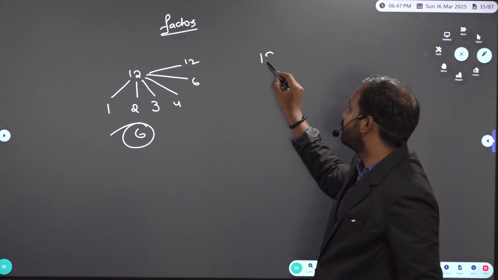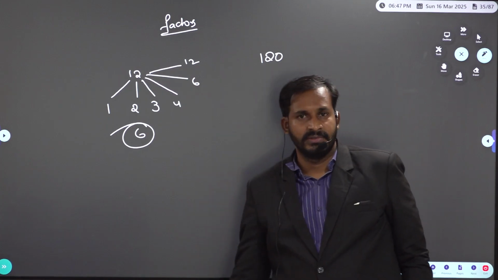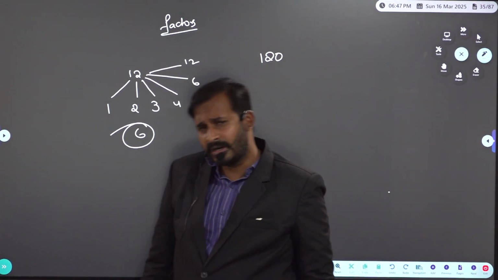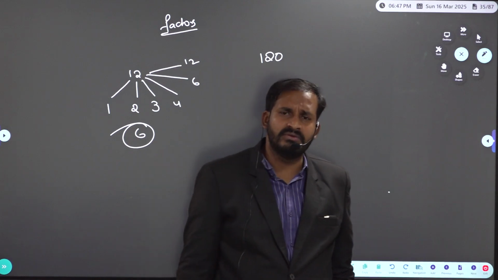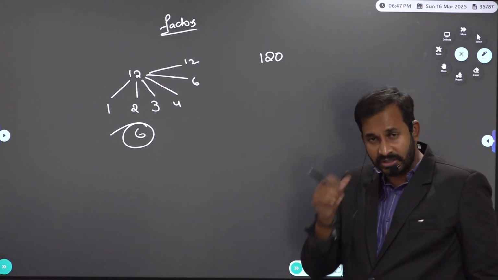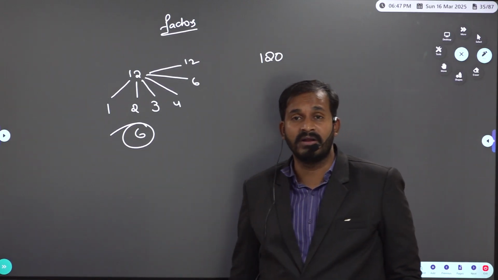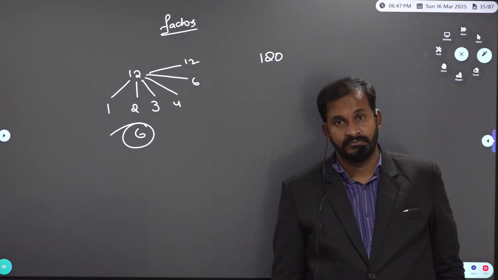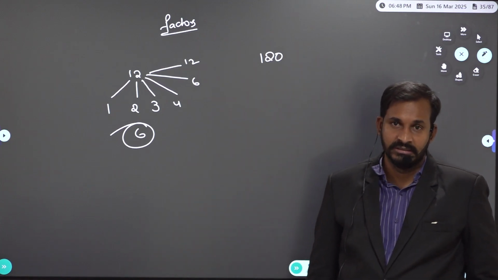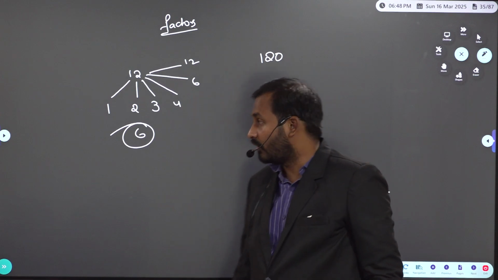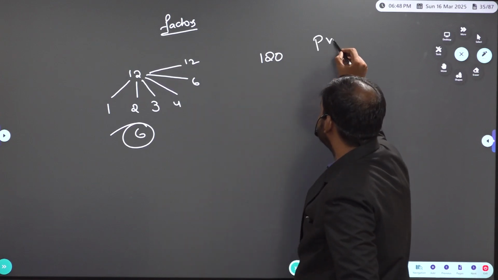Similarly, if I want to tell the factors for 120, even though it takes some time, that is also fine. We will try to get the answer for that. But if I want to tell the number of factors for 600, then how are you going to get the answer? For that, we have a technique called prime factorization.